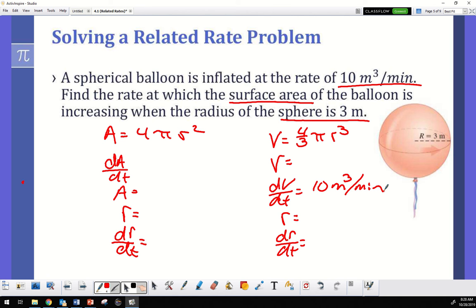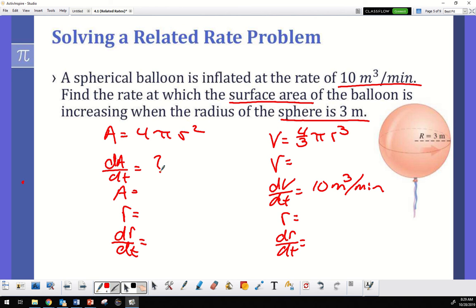Okay. And find the rate in which the surface area of the balloon is increasing. So what does that mean I'm looking for? Find the rate of the surface area, right? So the rate of the surface area here is dA/dt. So I'm looking for this one.